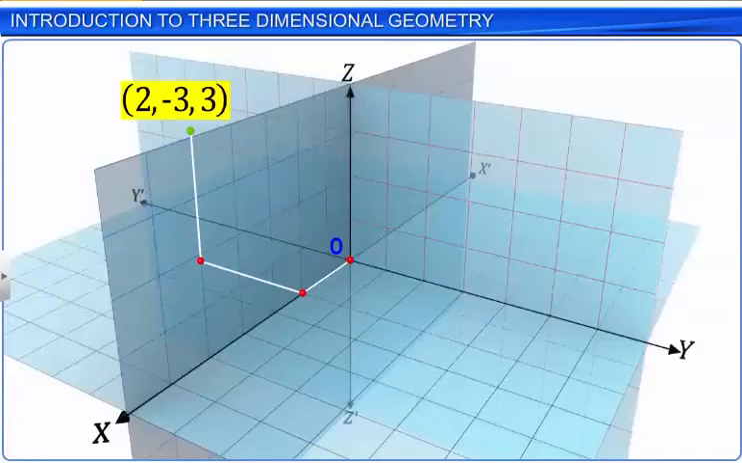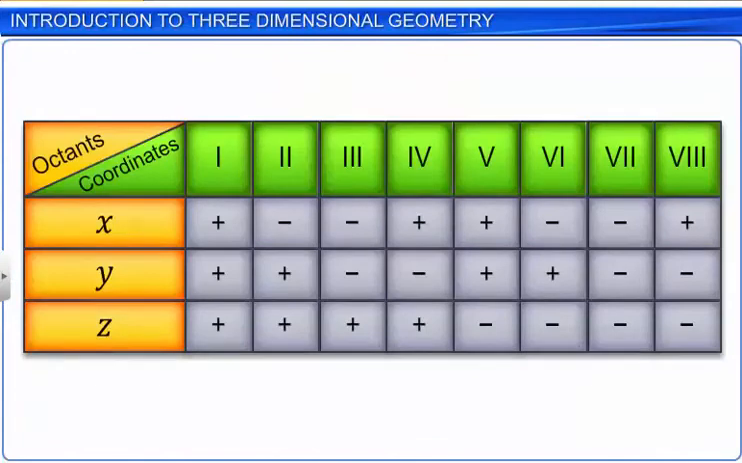The table shown here gives the details of the octant according to the signs of the coordinates of a given point.